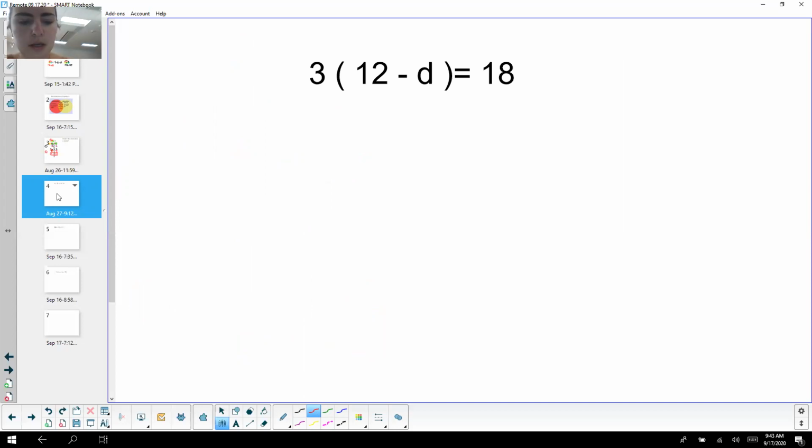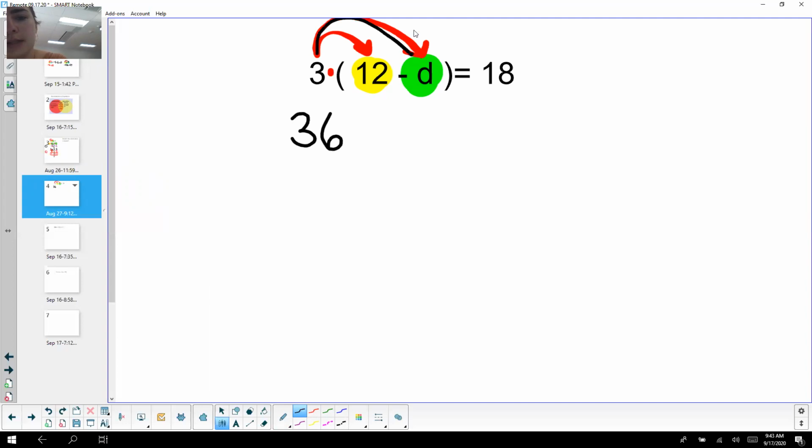I'm going to go ahead and highlight this one. I've got 2 terms on the inside of my parentheses here: 12 and negative d. This 3 is being multiplied to the inside terms, so 3 times 12 and 3 times negative d. 3 times 12 is going to give us 36. And then 3 times negative d is negative 3d.